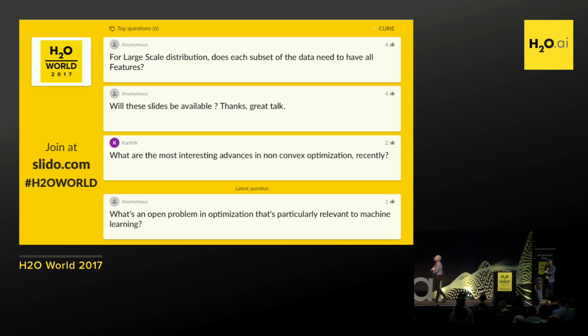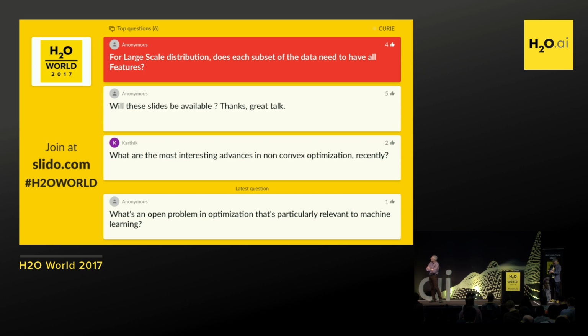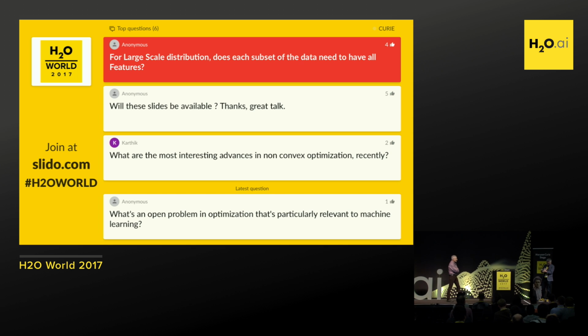For large scale distribution, does each subset of data need to have all of the features? The answer is no, it doesn't. You can split across features, you can split across data, or you can split across both, and these things would work just fine. And in fact, that's what people actually do.